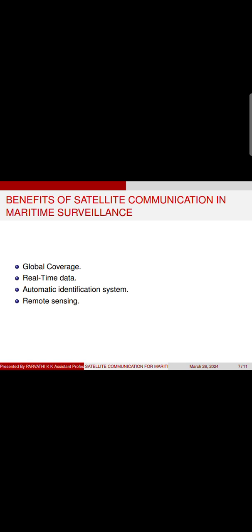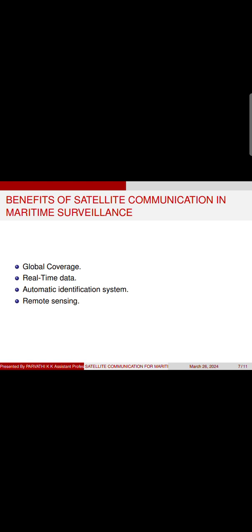Global coverage: satellites ensure that no maritime area remains out of reach, guaranteeing real-time monitoring and communication. Satellite systems provide up-to-date information, enabling rapid response in emergencies and security threats.